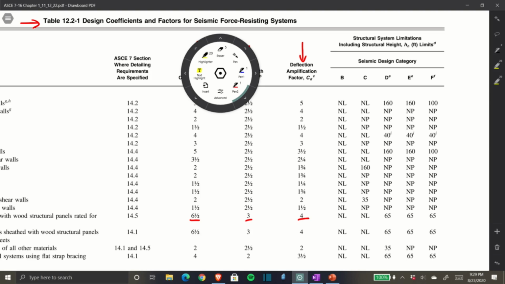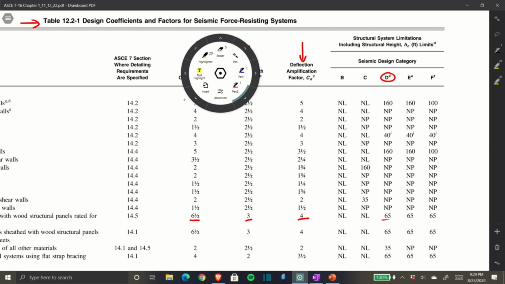So if you look down here, we just need to make sure based on our design criteria. Our seismic design category is D. If we come down, you'll see 65, which is the structural height limit. That is the limit of a structure that we could construct using this type of seismic resisting system: a structure that's 65 feet tall. Well, ours is only 16 feet tall, so we're fine. We are permitted to do that.